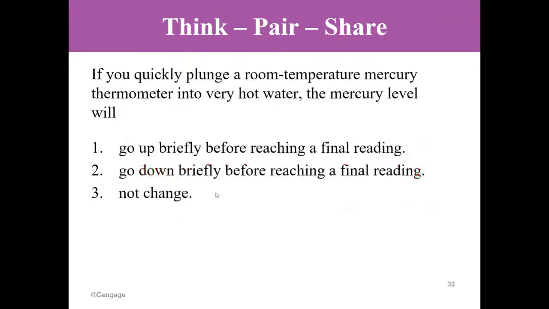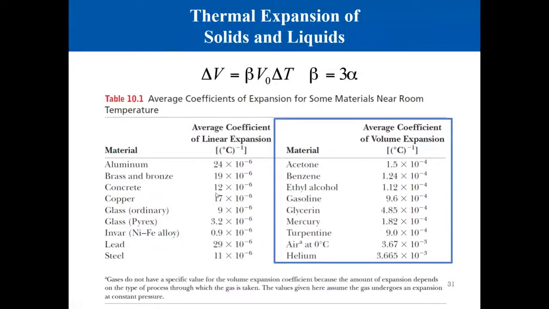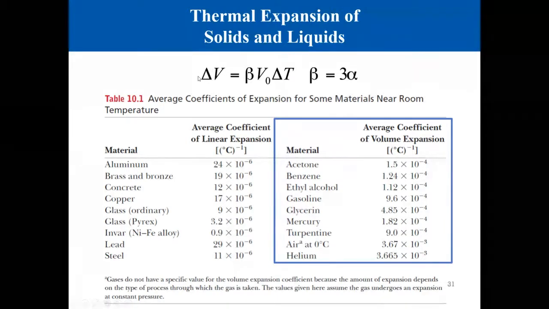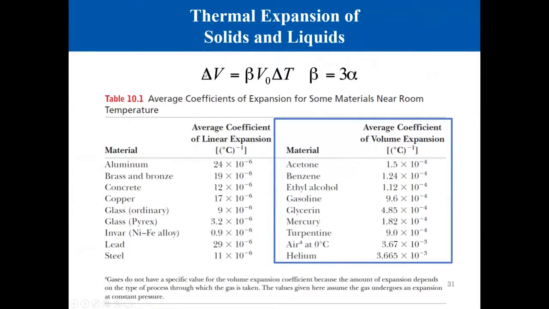Let me take you back to this equation. If the original volume is the same, and the change in temperature is the same, and beta is the same, because it is the same material, then delta V will be the same, right? It all depends on the original volume. We don't care whether it is hollow or whether it is solid. Just like the ring that we discussed earlier.